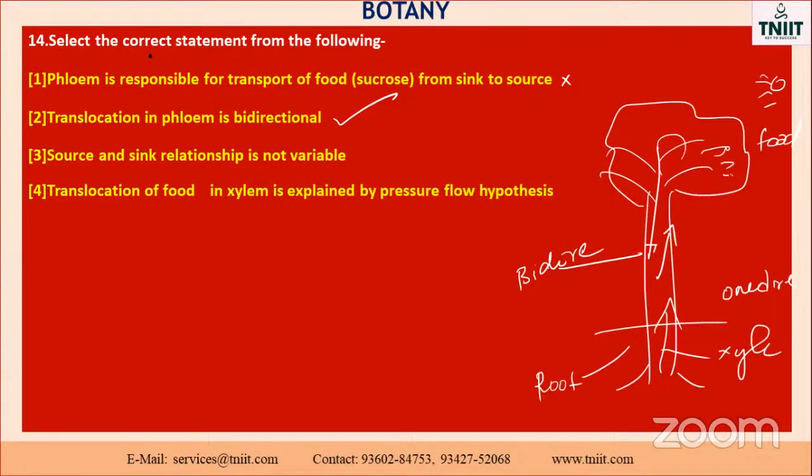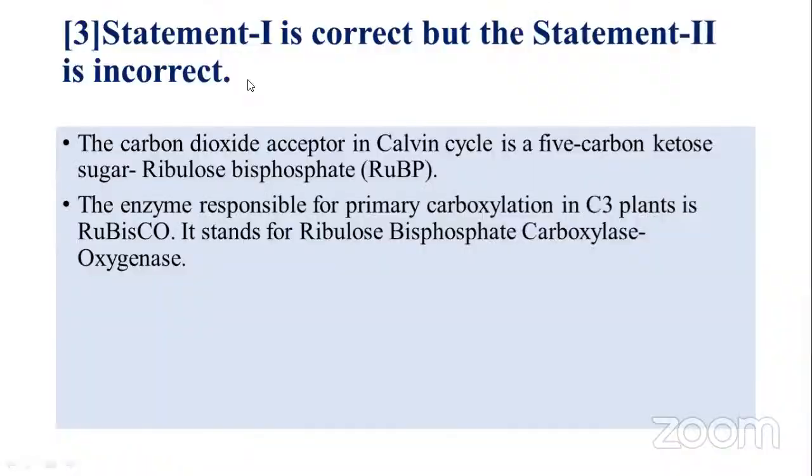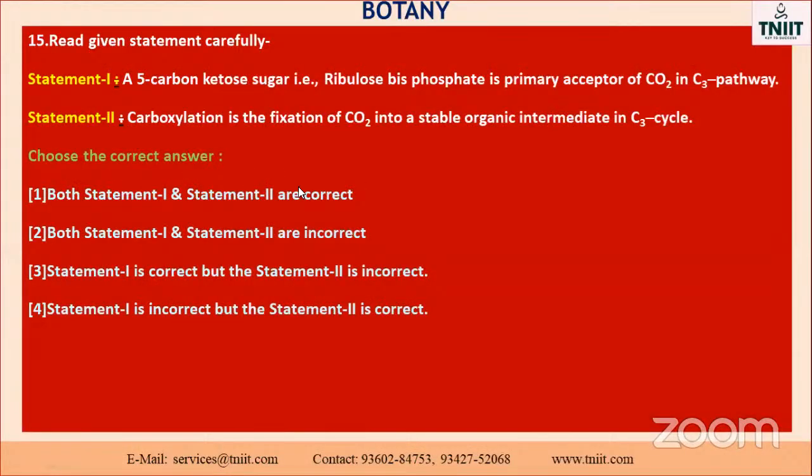So here they have asked which one is the correct statement. The translocation in phloem is bidirectional. Source and sink relationship is not variable. So these are the wrong statements, and this one is the correct statement. Okay, my dear, so bidirectional only. So go to the next one.